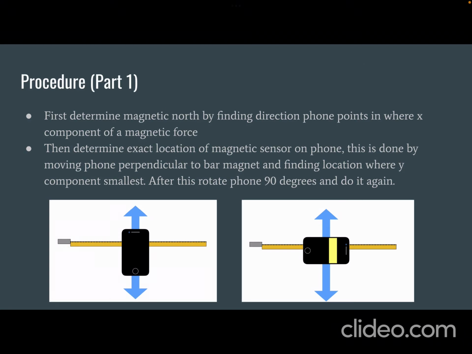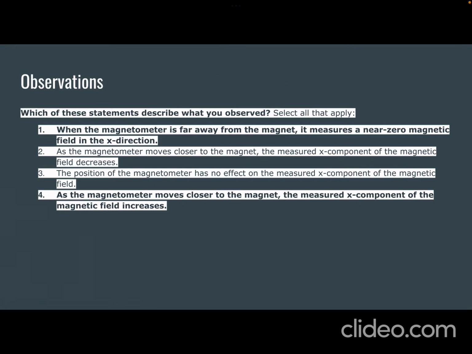So to put this into experiment, first we determined the magnetic north, and then after that we determined the exact location of the magnetic sensor by moving the phone perpendicular to the ball magnet and then rotating 90 degrees to find both axes of the sensor and approximately mark where the sensor actually was. And when we were doing this, we found that when the magnetometer is really far away from the magnet, it measures a near zero magnetic field in the x direction. And as it gets closer, the x component of the magnetic field increases.